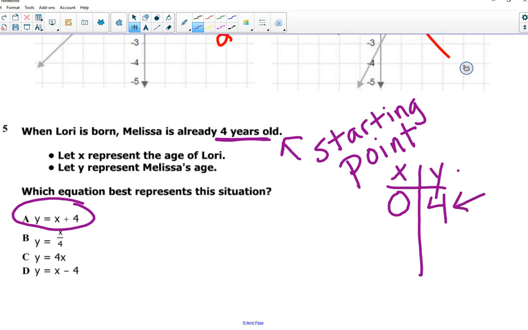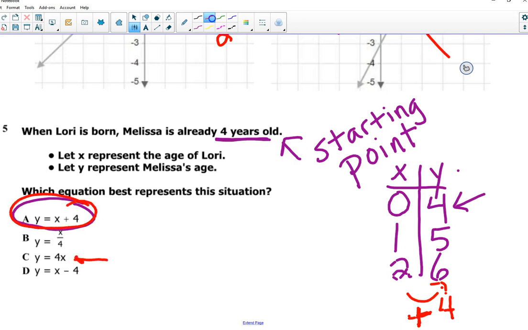And when Lori is 1, how old is Melissa? 5. When Lori is 2, how old is Melissa? 6. So what's our relationship between X and Y? Plus 4. So it's an additive relationship, and it's Y equals X plus 4. This would be if Melissa was 4 times Lori's age. But it's 4 more than, not times. Okay?